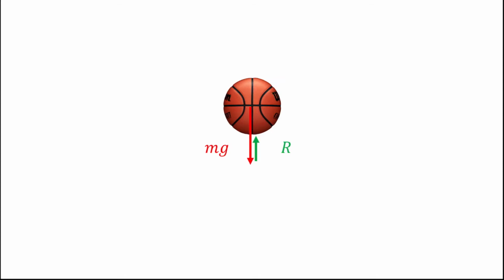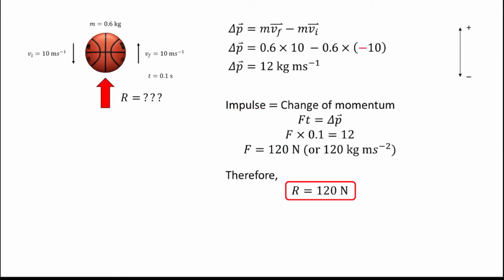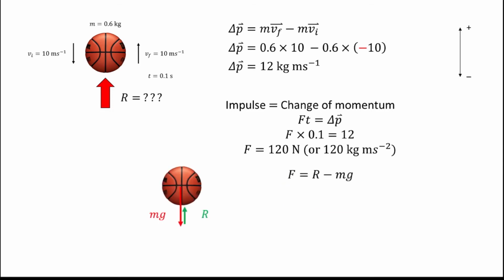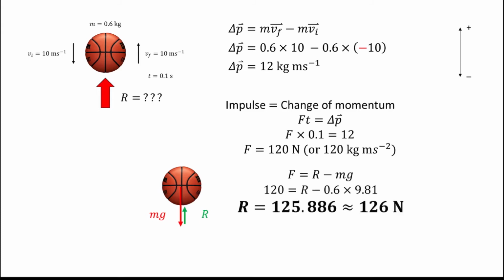Of course, in a real case, there will be air resistance force or drag force acting on the ball. But in this question, we neglect air resistance. So, as we take upward as positive and downward as negative, the net force on the ball, F, is actually R minus mg. Now, go back to the calculation. Obviously, the last step is wrong. It should be like this. Then, plug in 120 Newton to F, 0.6 kg to m, and 9.81 meters per second squared to g. The correct answer for the reaction force is about 126 Newton.